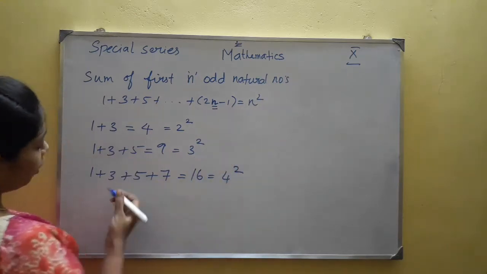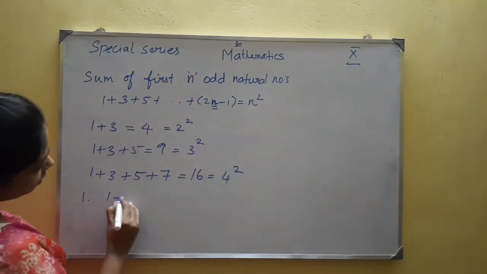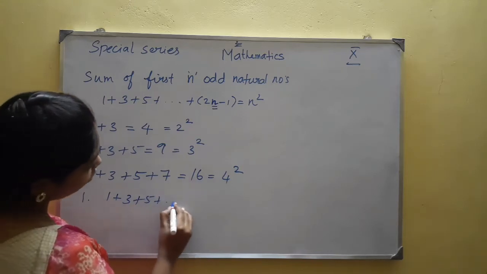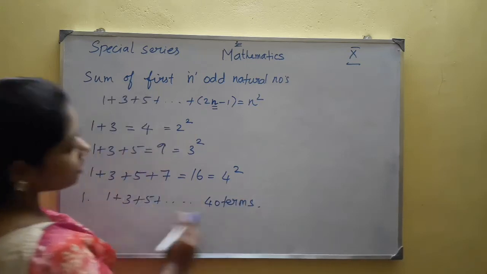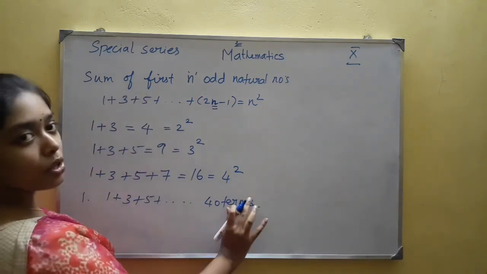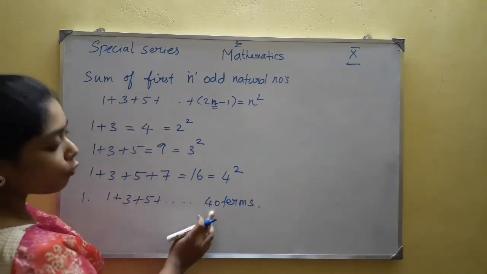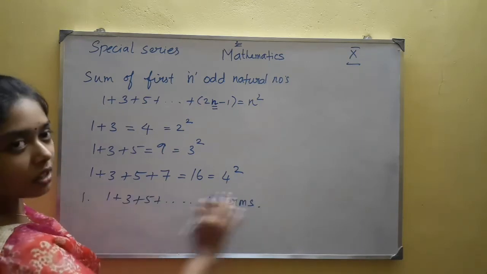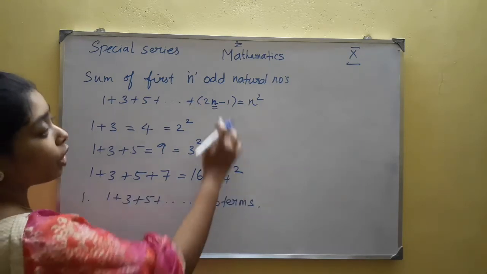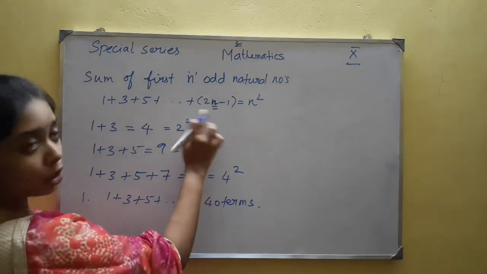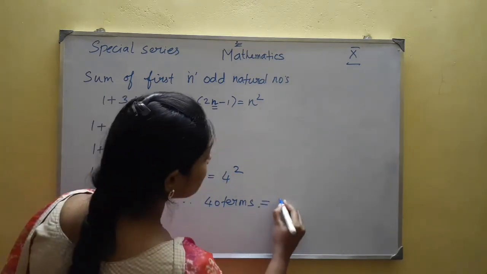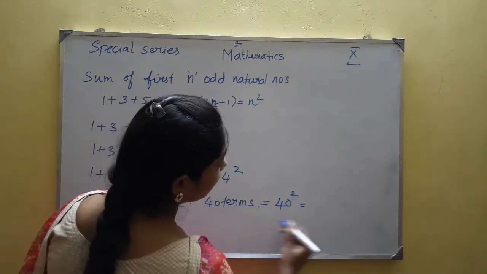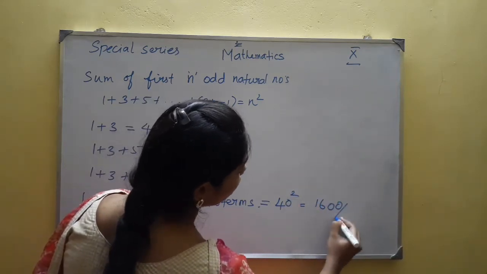So if your first problem, 1 plus 3 goes on up to 40 terms, how many numbers have you taken for the summation? 40. So the total number of terms in the summation is 40. So your n is 40 here, not 2n minus 1 is 40. Your n value is 40 here. So your answer will be 40 square, that is 1600.